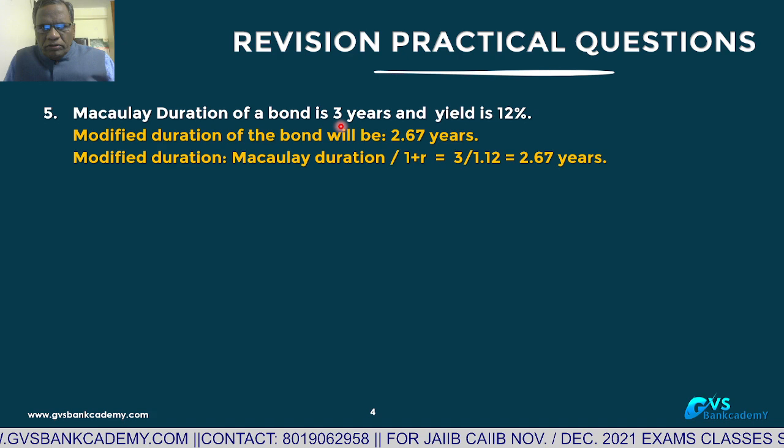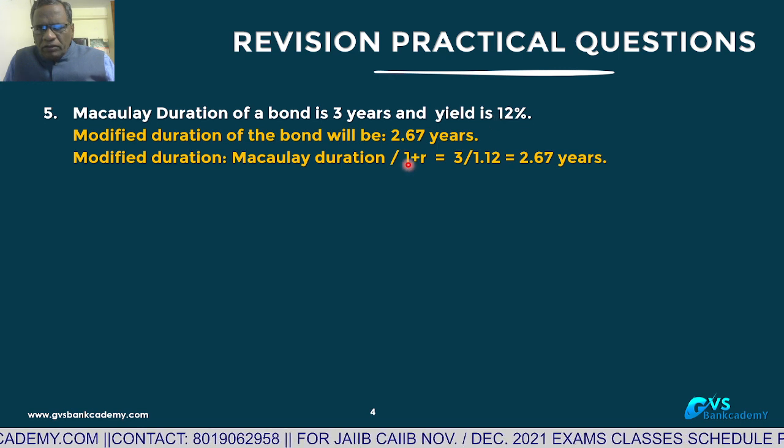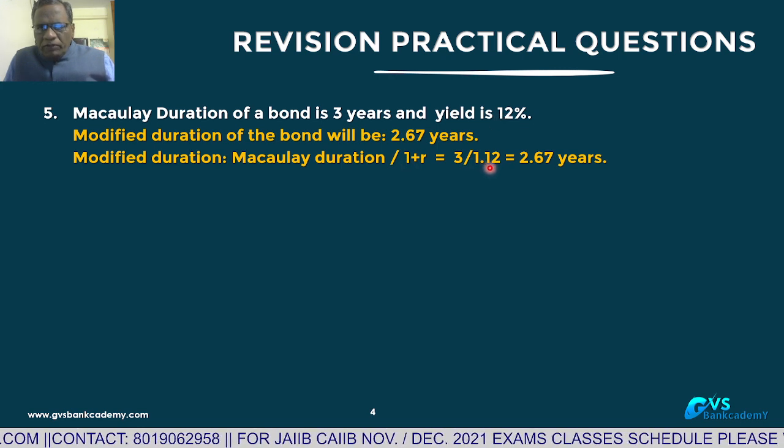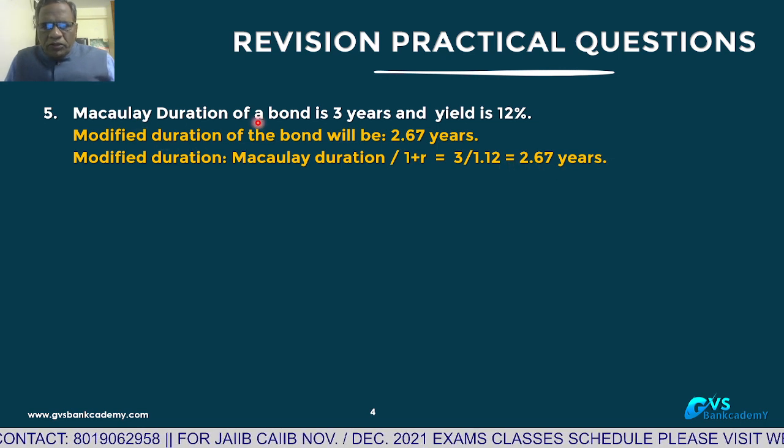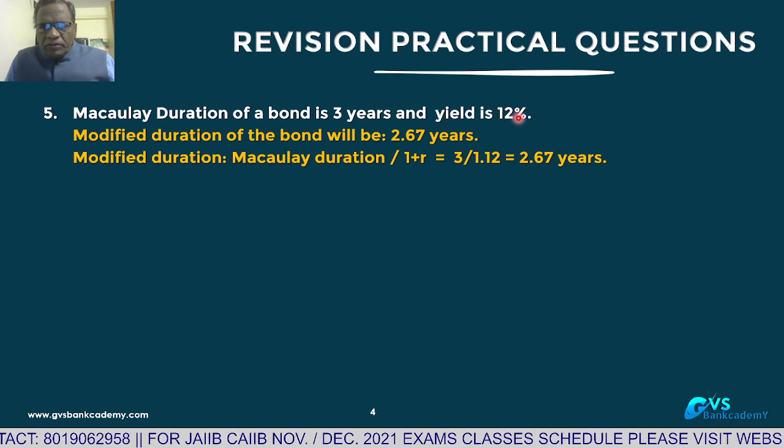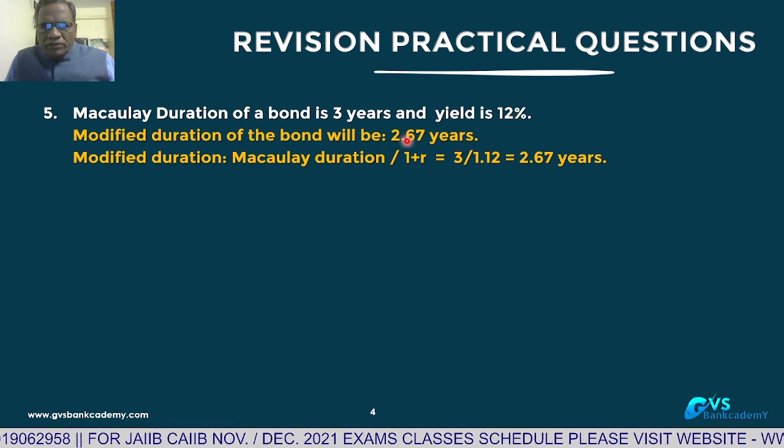Modified duration is equal to Macaulay duration, that is 3 years, divided by 1 plus r. 1 plus r means 1.12. 3 by 1.12, 2.67 years. Once again, Macaulay duration is 3 years, yield is 12%. Calculate modified duration of the bond, that is 2.67 years.